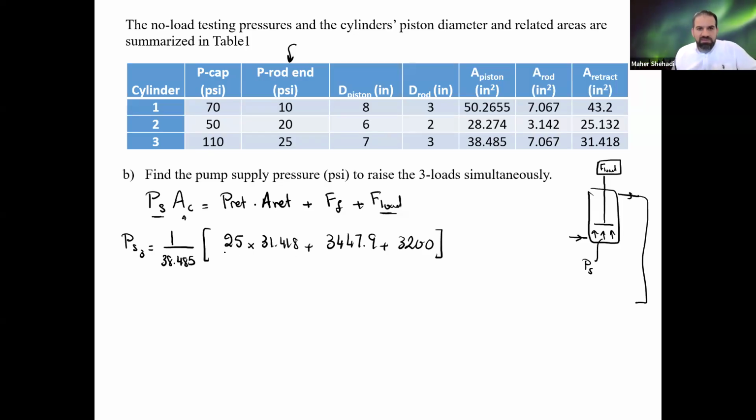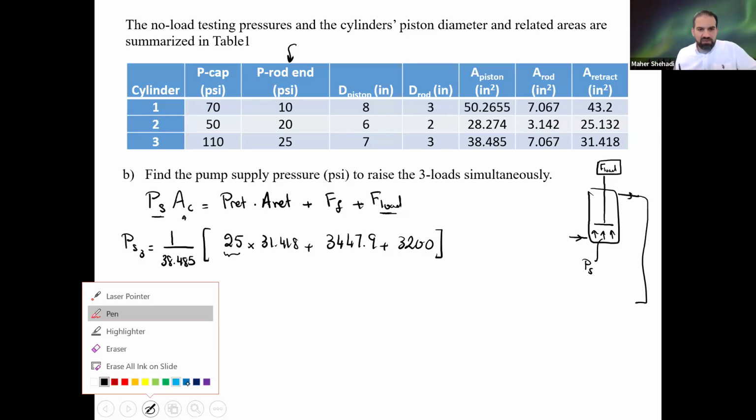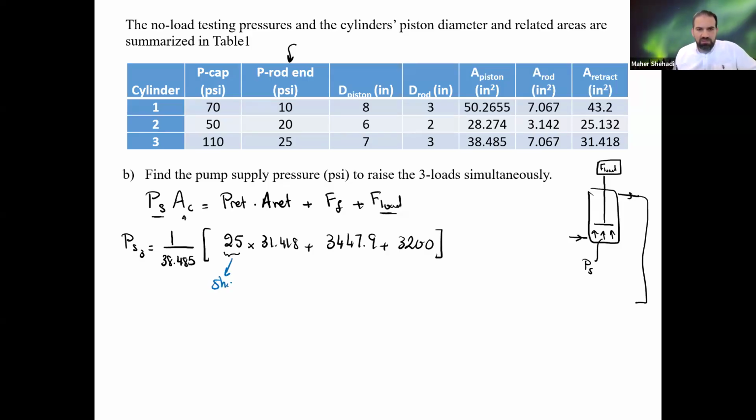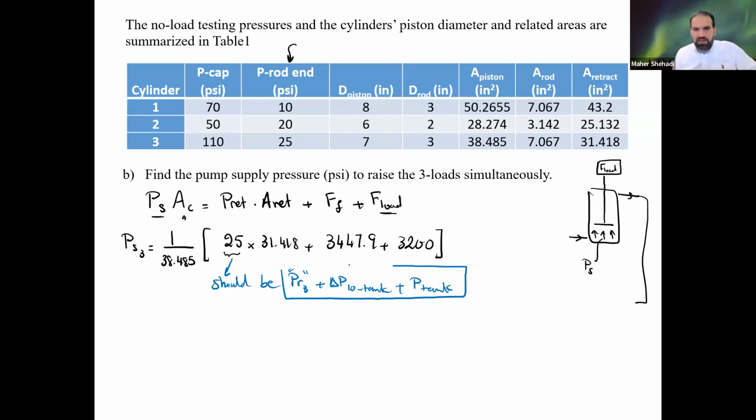Now we have to make a note here. This 25 should be the retract pressure, the rod side from the no load testing, plus delta P from 0.10 all the way to the tank, plus P for the tank. Does it make sense? Because now I'm adding pressure into my system, so I have to add these to that point. I don't know how I skipped that on my notes. Let me just do a quick calculation.